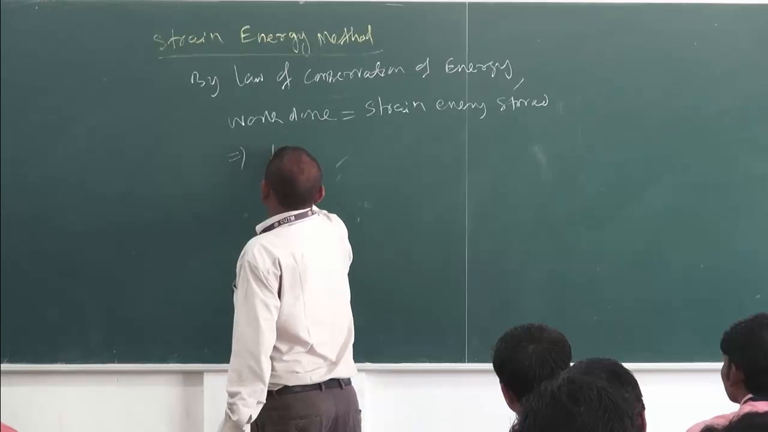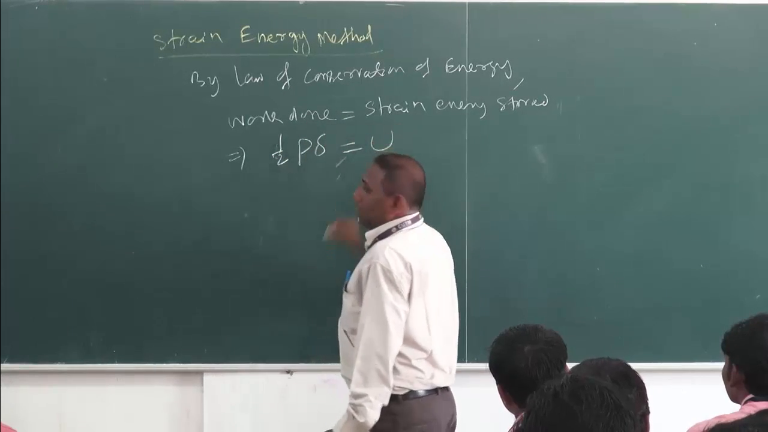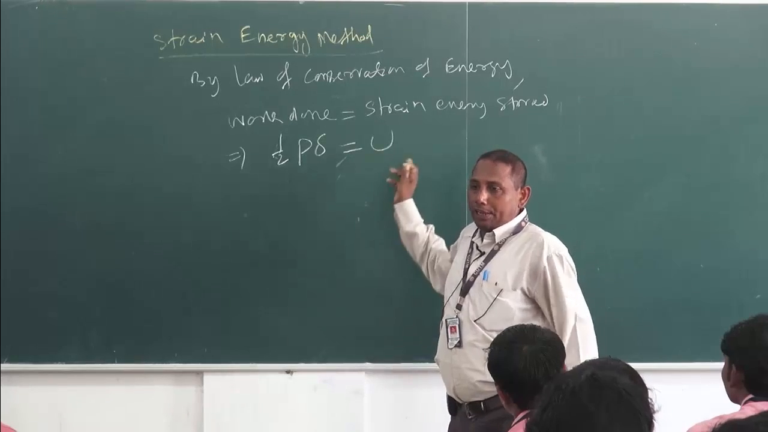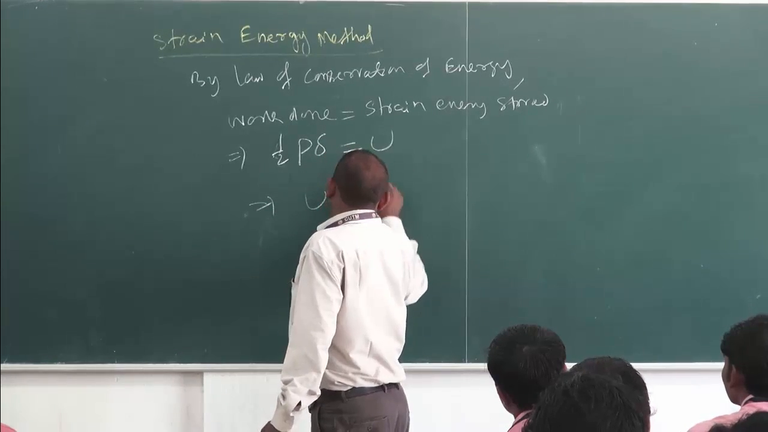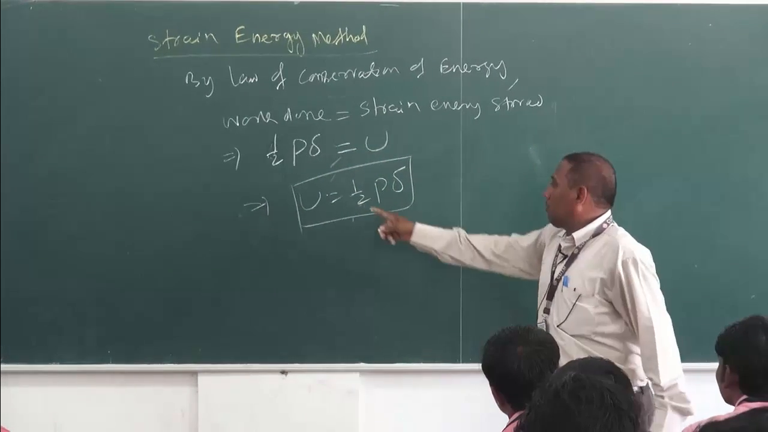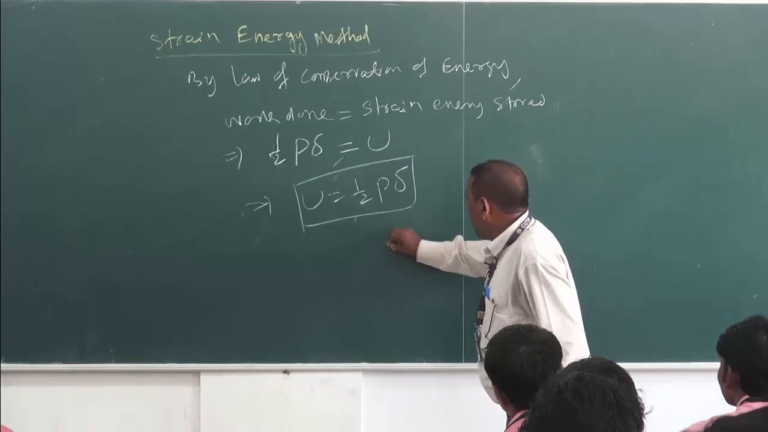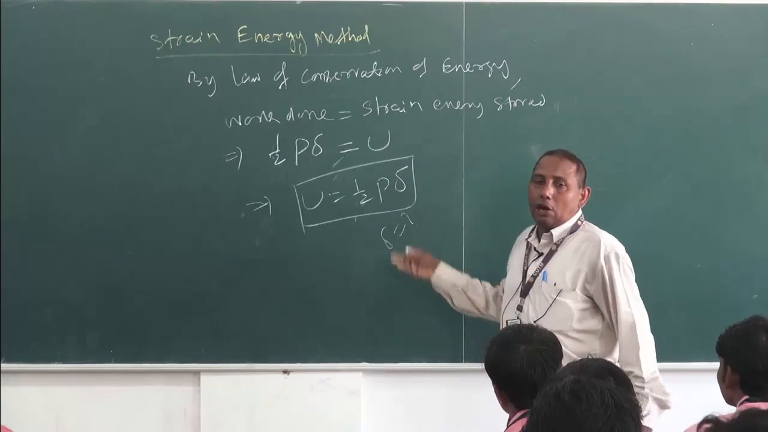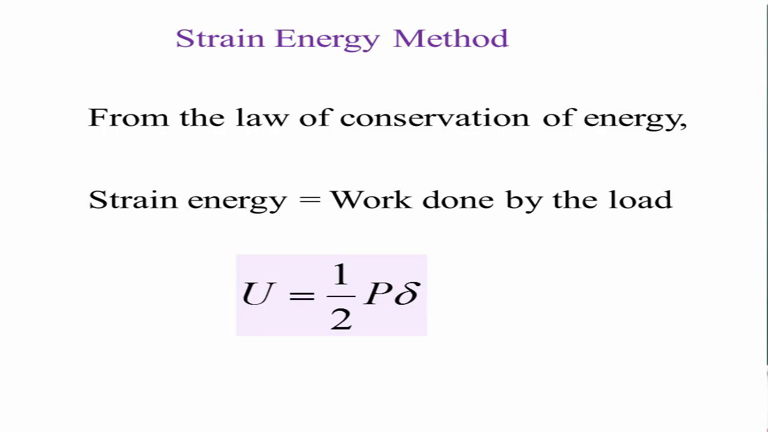That is, work done is equal to half P into delta, and this U is the strain energy stored. So we are getting a final relation: U is equal to half of P into delta. So if you are able to calculate the strain energy U from this expression, you can calculate the value of delta, which is our objective. So now let us learn how to calculate the strain energy.